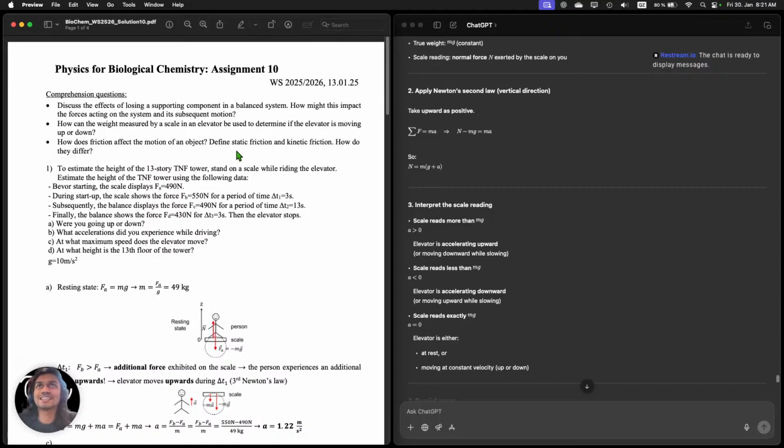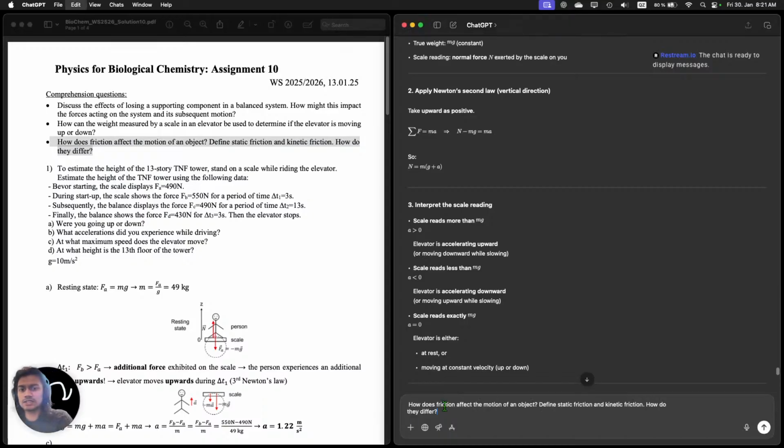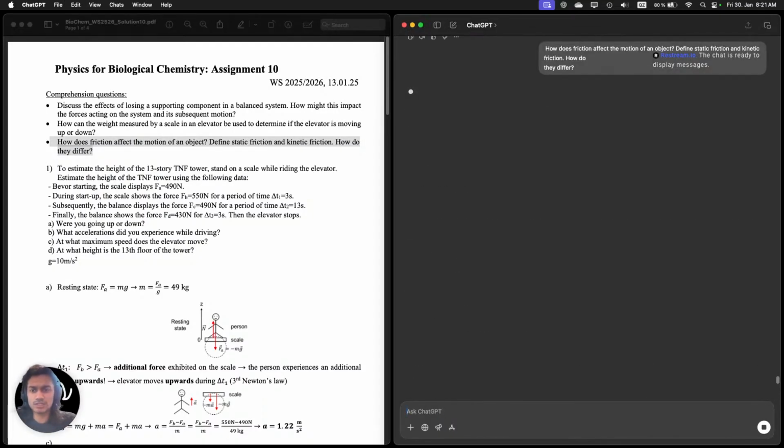How does friction affect the motion of an object? Define static friction and kinetic friction. I don't know. Static friction is when the object is at rest. Is that what it is?